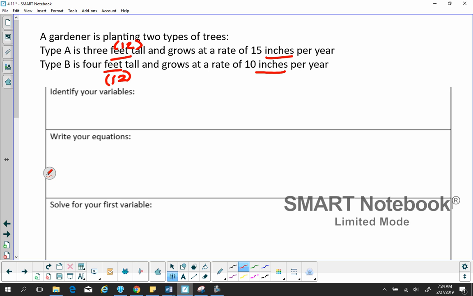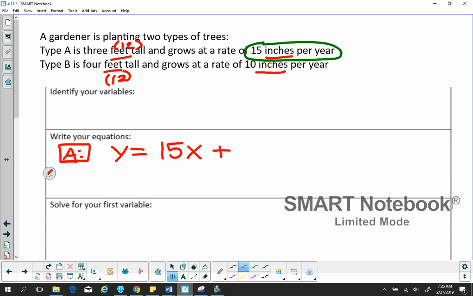And so my equation, here's my type A. I'm going to actually define it after. So my type A is y equals, and what's changing each time, each year? It's growing, right? So this one would be 15 inches per year. So 15 is going to be my slope. Remember that if it has per, each, every, it's usually your slope. Then the starting value of the tree is how many inches? What is 3 times 12? 36. So now it's all in inches.